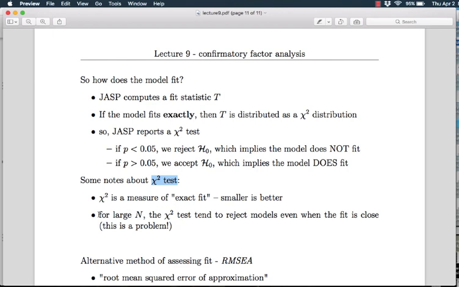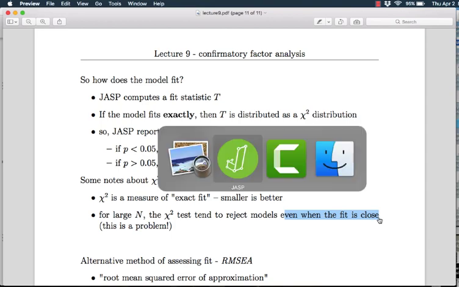And so what that tells you is that for large N, if you have a lot of data, this chi-square test will actually tend to reject models even when the fit is close. All right? So it could be the case that we have a very close fit, but we're rejecting the model because we have a large N. Is that the case here?